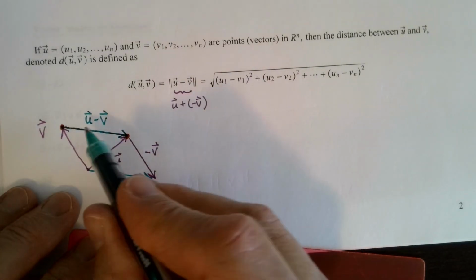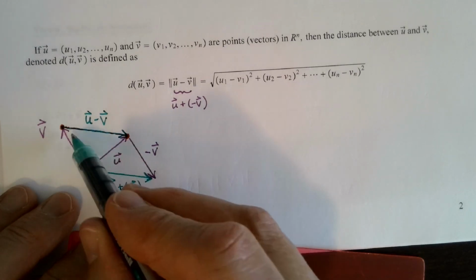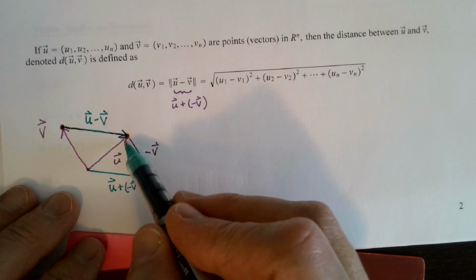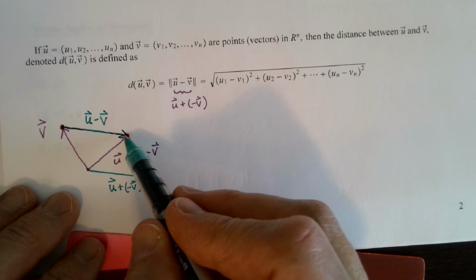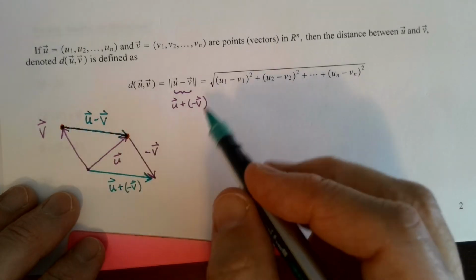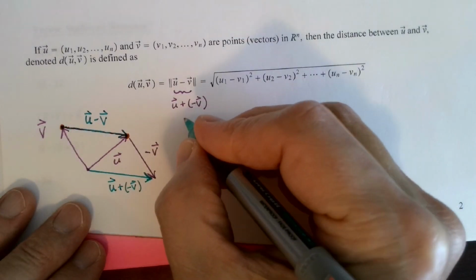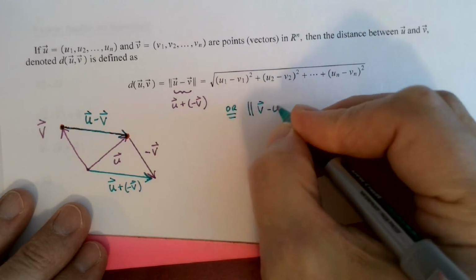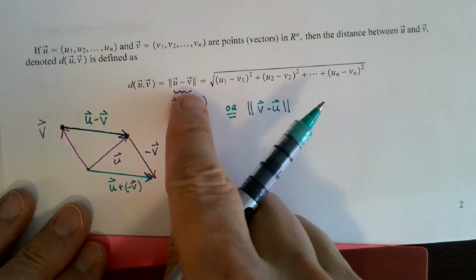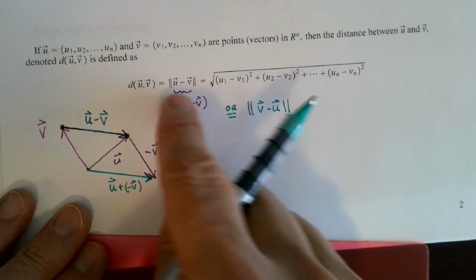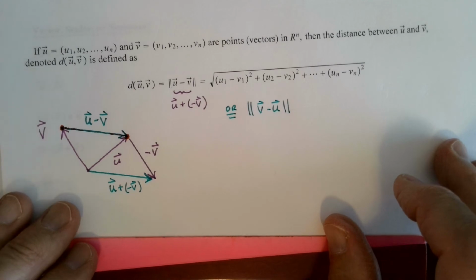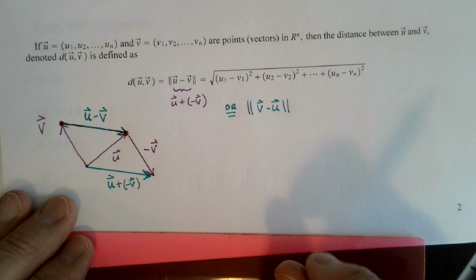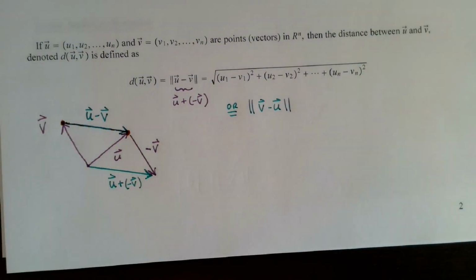Now, here's the thing. I went through all that discussion about the right direction. Does it matter if I get the direction correct? What if, instead of u minus v, I did v minus u? Well, that's going to be the same length, but going in the opposite direction. So it actually doesn't matter. This is also the same as the magnitude of v minus u. So which order, u minus v or v minus u, doesn't really matter. The norm of either vector will give you the same number. That is the distance between those points.